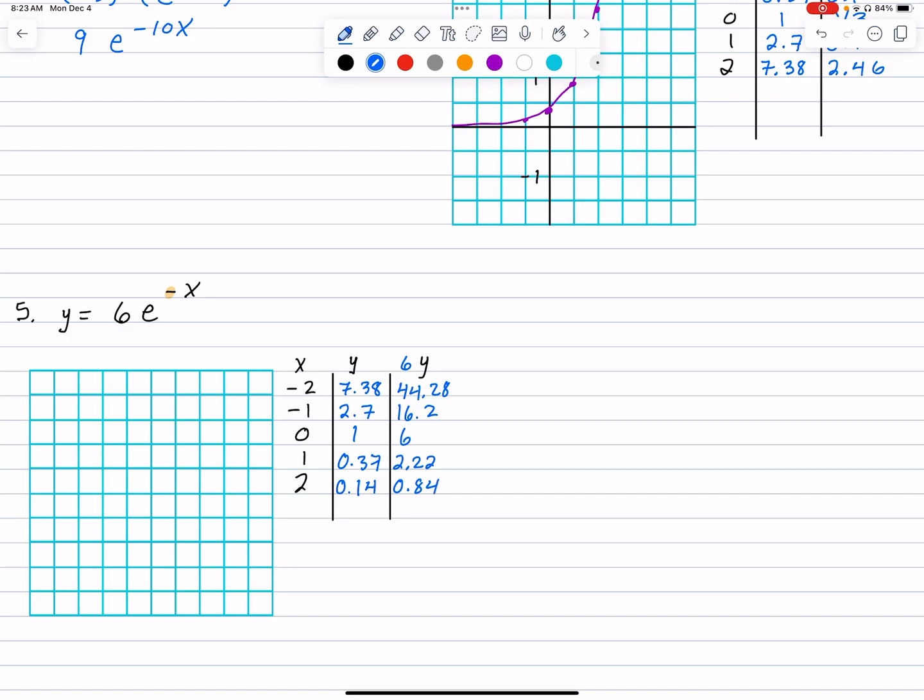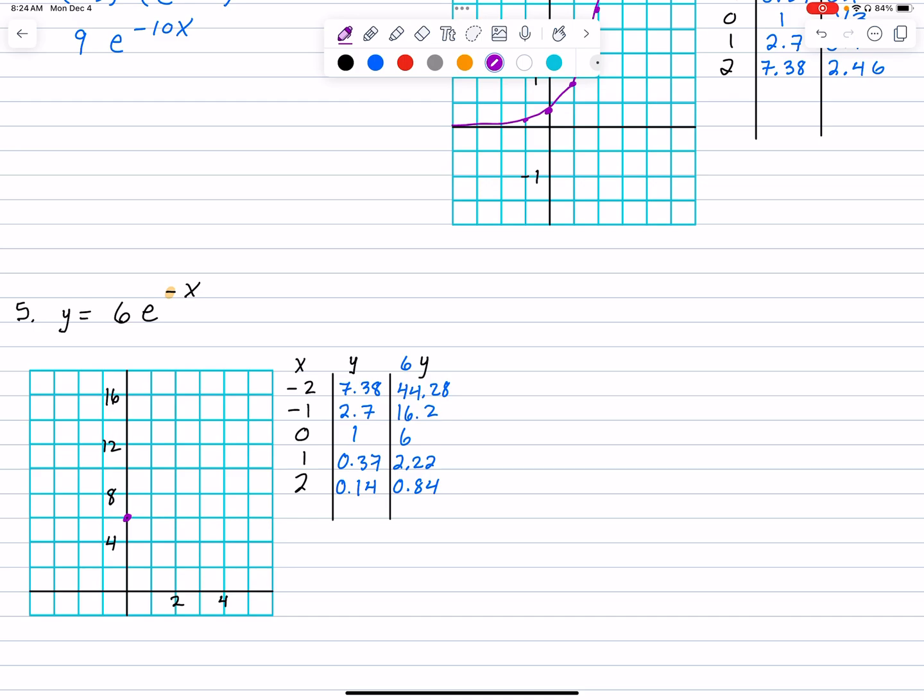So for this one, I am going to go by 2's this time for the y values, just to give myself a little bit more room. So in other words, 4, 8, 12, 16, while the x's are still going to go by ones. Okay, so let's see. At 0, I have the point 6, which is right here. So I have the point 0, 6.